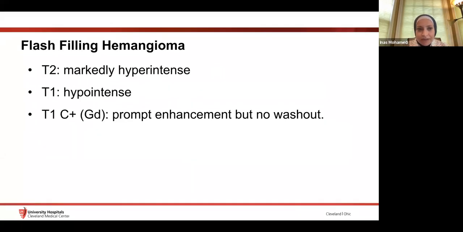Okay, the other one is the flash filling hemangioma. This is a small, T2 markedly hyperintense lesion, hypointense on T1, but on the arterial phase it just promptly enhances, and there is no washout. Washout is another important terminology, meaning that the lesion does not lose enhancement, doesn't look hypointense relative to the liver on subsequent post-contrast sequences.